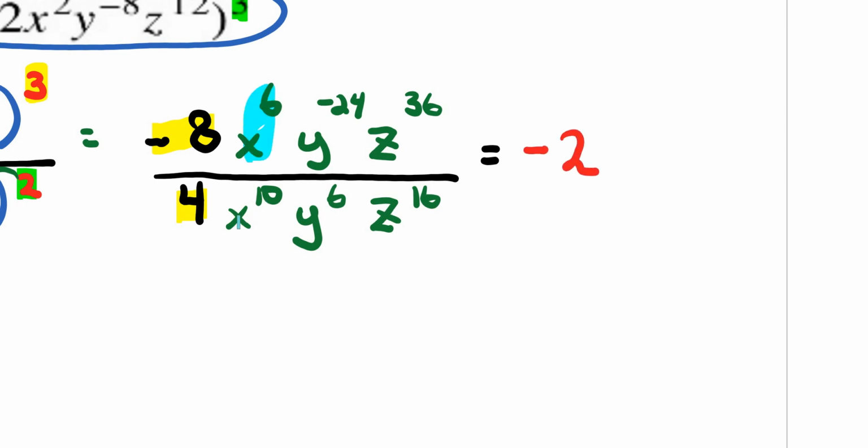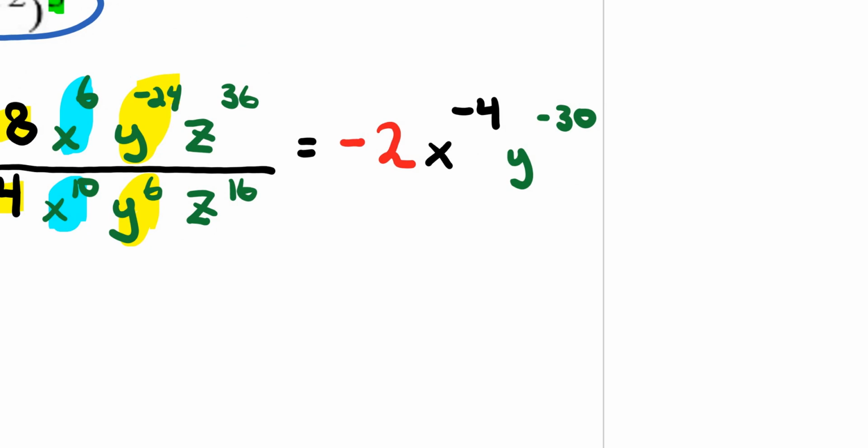Okay, x to the power 6 divided by x to the power 10. So you should be pretty good at this. This is 6 minus 10, which is negative 4. Okay, and then y to the negative 24 divided by y to the power 6. So negative 24 minus 6 is going to be y to the negative 30. And finally over here I have z to the 36 divided by z to the 16. So 36 minus 16 is going to be 20. So this will be z to the power of 20.